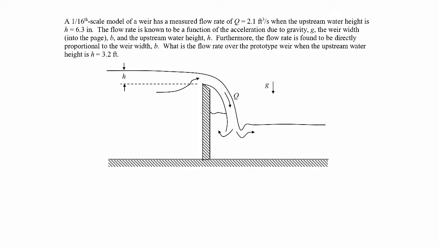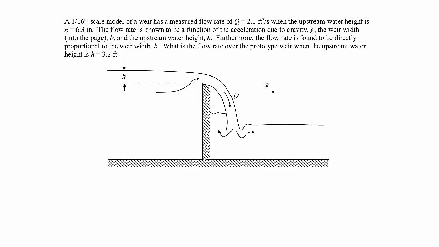But we're told that we have a 1/16th scale model of a weir, and there's a measured flow rate Q. Q is just the volumetric flow rate of the water going over the weir. We're given that that's 2.1 cubic feet per second when the upstream water height is H equals 6.3 inches, so that's just the height above the weir far upstream. We know that the flow rate is known to be a function of the acceleration due to gravity, G, the weir width into the page, B, so that's the distance in and out of the page, and the upstream water height, H. Furthermore, the flow rate is found to be directly proportional to the weir width, B, so that's another piece of information we know. And we're asked, what is the flow rate over the prototype weir when the upstream water height is 3.2 feet?